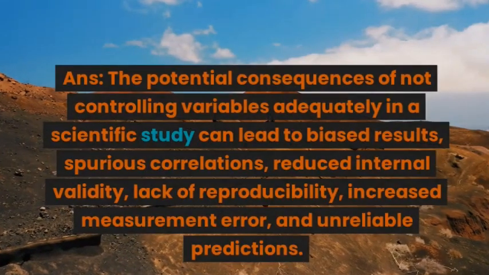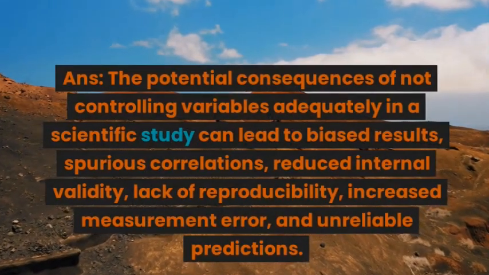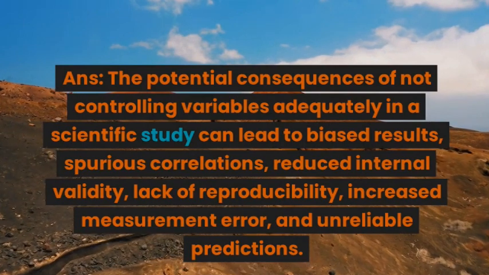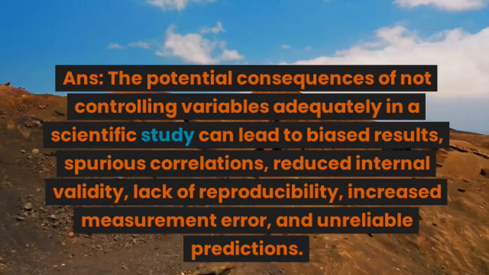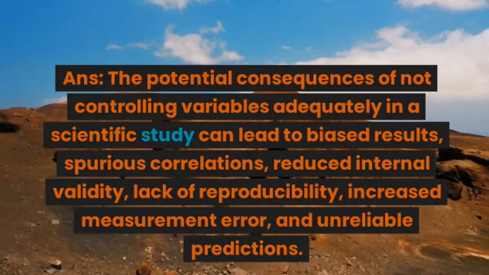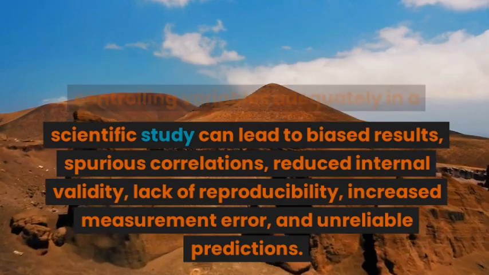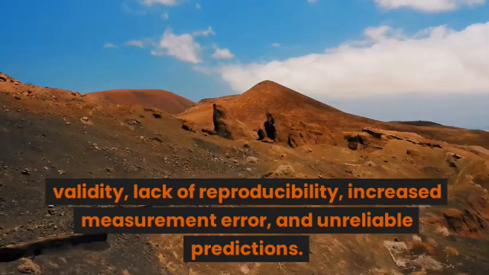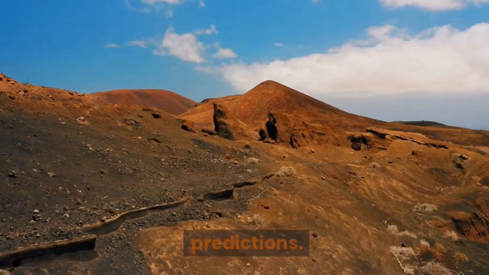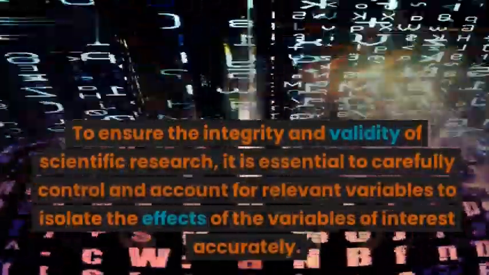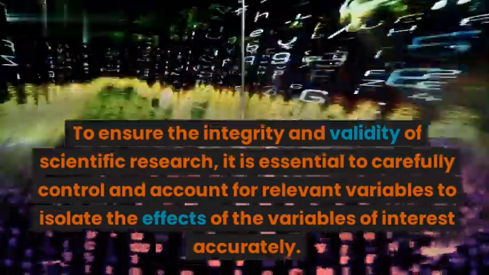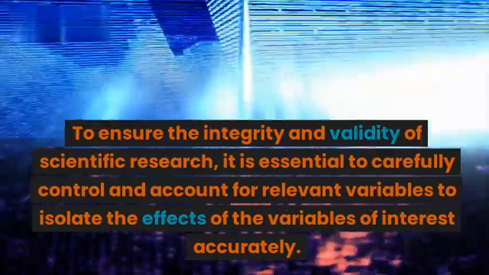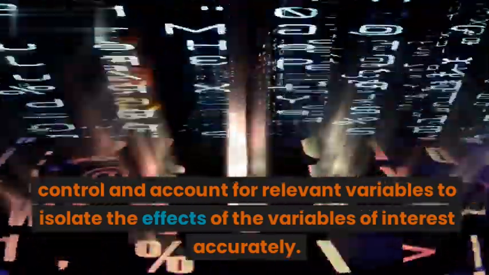Answer. The potential consequences of not controlling variables adequately in a scientific study can lead to biased results, spurious correlations, reduced internal validity, lack of reproducibility, increased measurement error, and unreliable predictions. To ensure the integrity and validity of scientific research, it is essential to carefully control and account for relevant variables to isolate the effects of the variables of interest accurately.